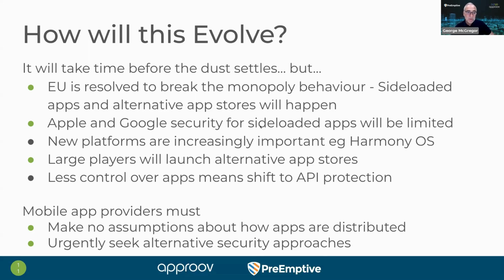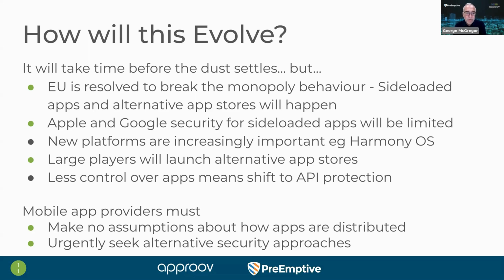So it's also true that the security is going to be limited. And as we will see, we'll look a little closer at the Apple and Google security and how that works. It's not going to work well for sideloaded apps. It's also true that there are other things. It's not just a world which Google and Apple are playing. There's also Harmony OS. There are other platforms and other players. We think we will see large game providers providing alternative app stores.